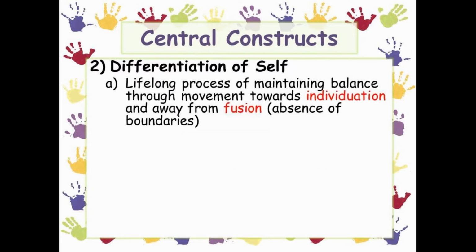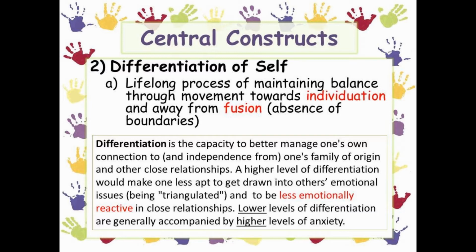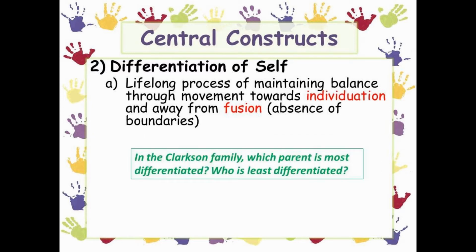Now, the second construct is differentiation of self, which is a lifelong process of maintaining balance in one's family through movement towards individuation and away from fusion or the absence of boundaries. Here is a good working definition of differentiation, and please pause the video as needed to review. In the Clarkson family, which parents are most and least differentiated?